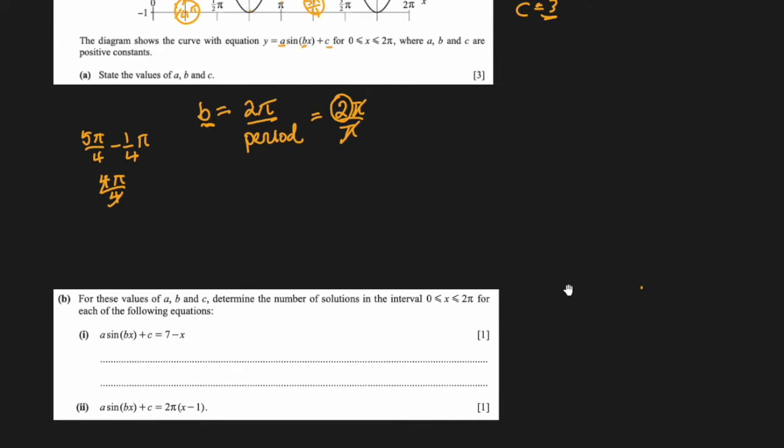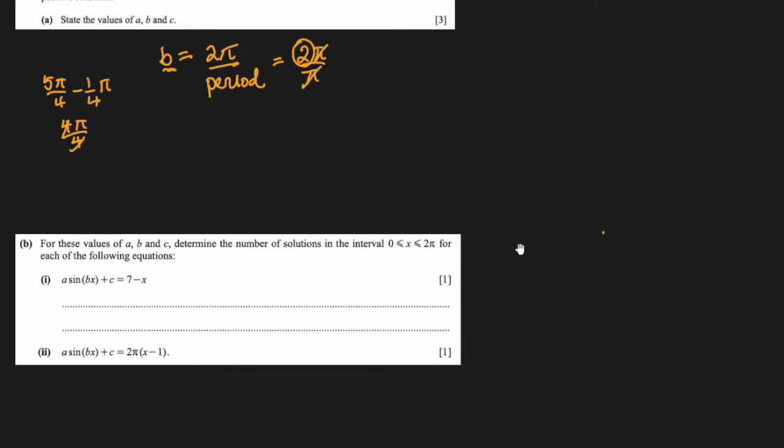Now, for these values of A, B, C, so 4, 2, and 3, let me write here 4, 2, and 3. For these values of A, B, C, determine the number of solutions in the interval 0 to 2 pi for the following equation: A sine bx plus c equal to 7 minus x. So let's rewrite this equation with A, B, C. So it becomes 4 sine 2x plus 3 is equal to 7 minus x.